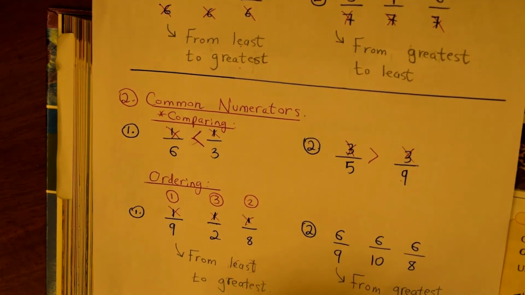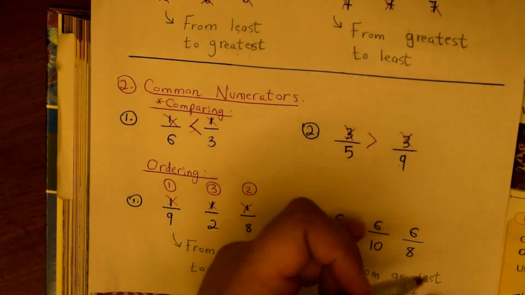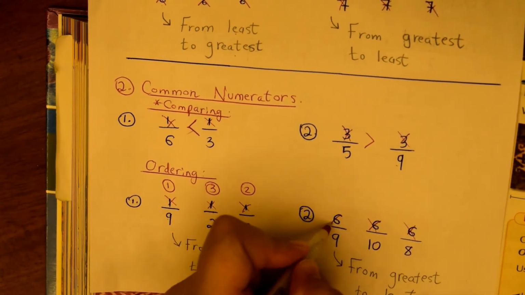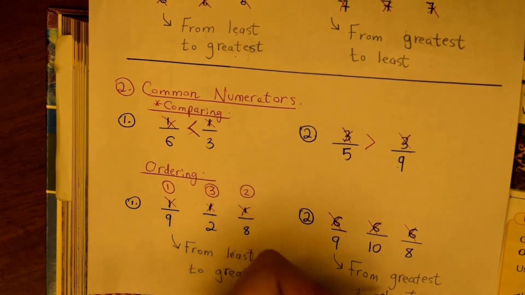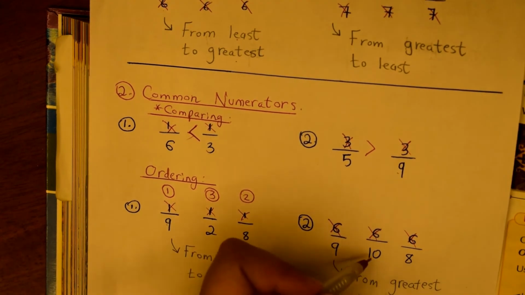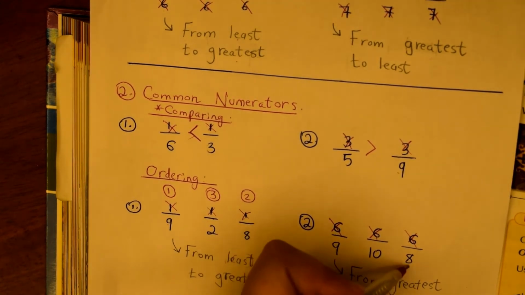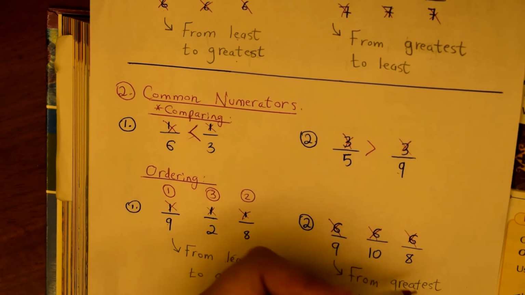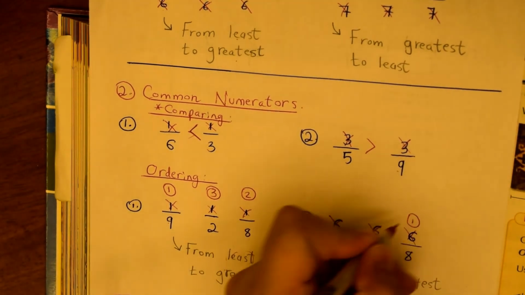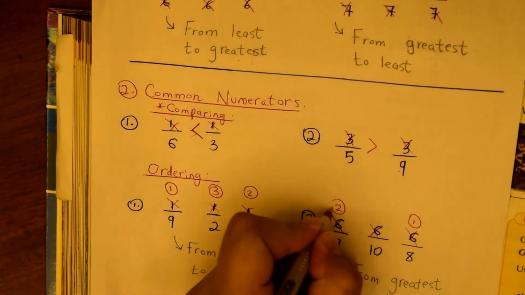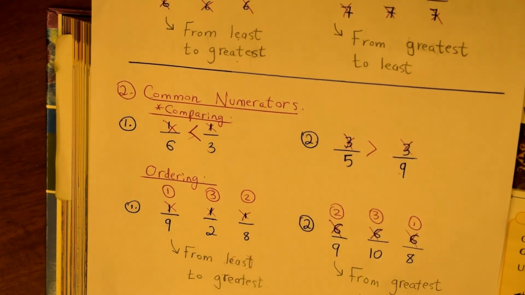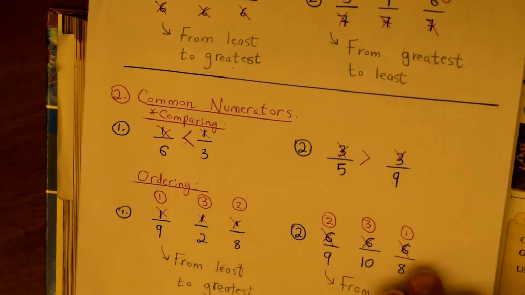Here I want you to order from greatest to least. So I will cross the numerators. Now my numbers are down. In math, I want the greatest is 10, then 9, then 8. But because my numbers are down, then this is the greatest fraction. Then this one, then this one. Okay.